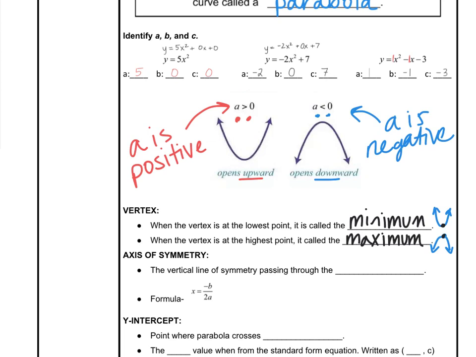The axis of symmetry is the vertical line of symmetry that passes through the vertex. And we have a formula for finding it, which we're going to use on the back in a second. It's x equals -b over 2a. That's what you see right here.